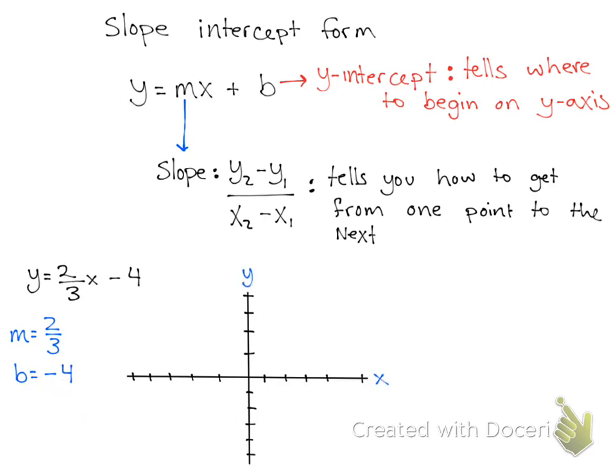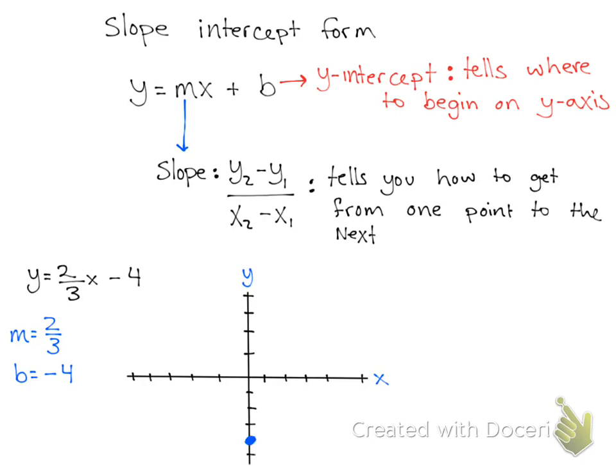So our graph has a y-axis going up and down. Y-axis always goes up and down. X-axis goes side to side. So our y-intercept is -4. That means on this line, we're going to start at -4. So on the y-axis, you count down to 4. -1, -2, -3, -4. Put a dot there.